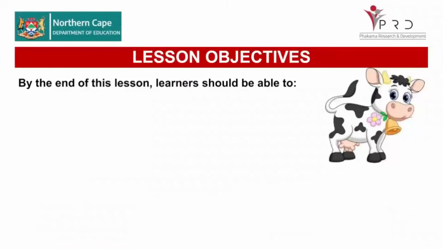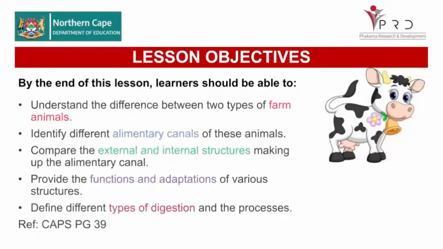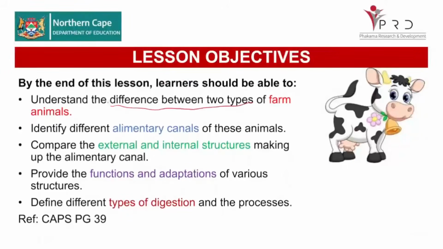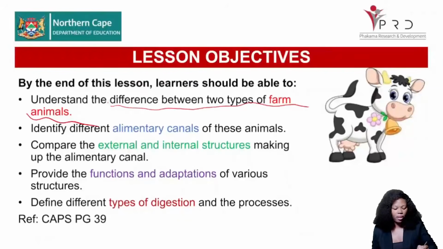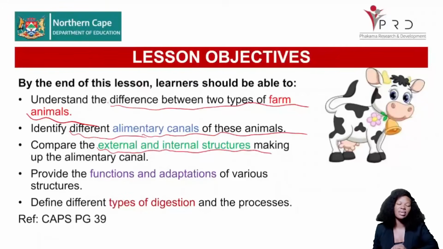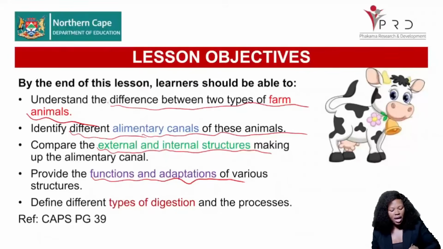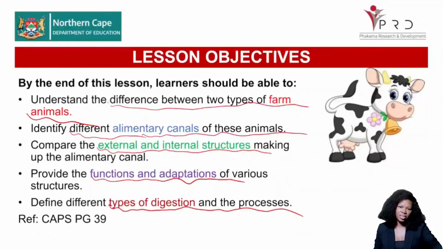By the end of this lesson, you should be able to understand the differences between two types of farm animals, identify the alimentary canals of these farm animals, compare the external and internal structures making up the alimentary canal, and provide functions and adaptations of various structures. Please remember that functions and adaptations are different, it's not the same thing. You should also be able to define different types of digestion and their processes.